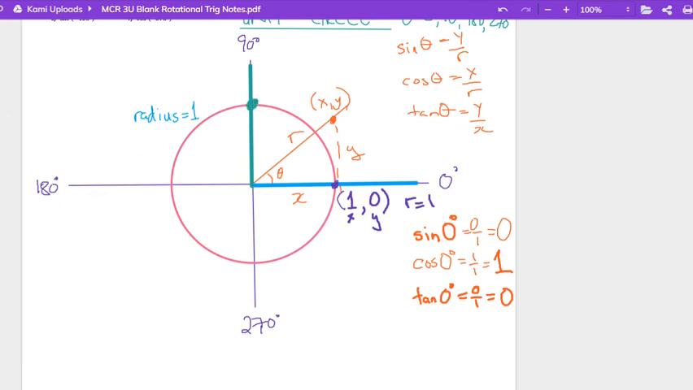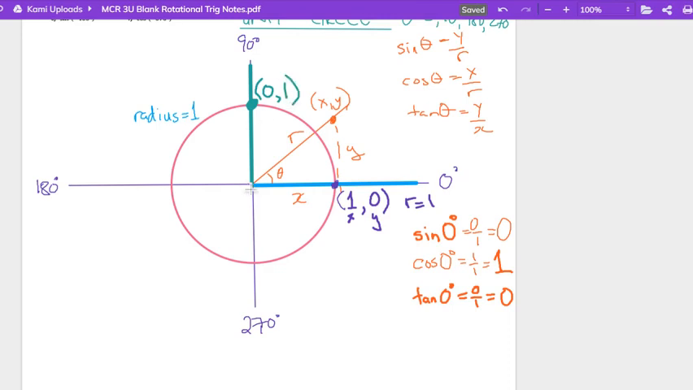Okay. So if I look at a terminal arm at 90 degrees, right? So now my theta is 90. What is the x and what is the y? What's the x value? Oh, and what is the y?